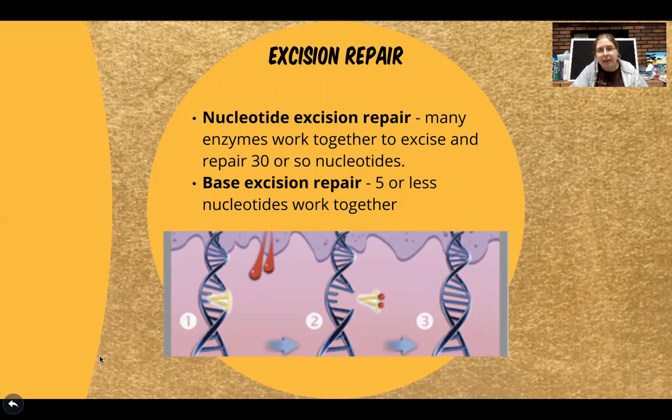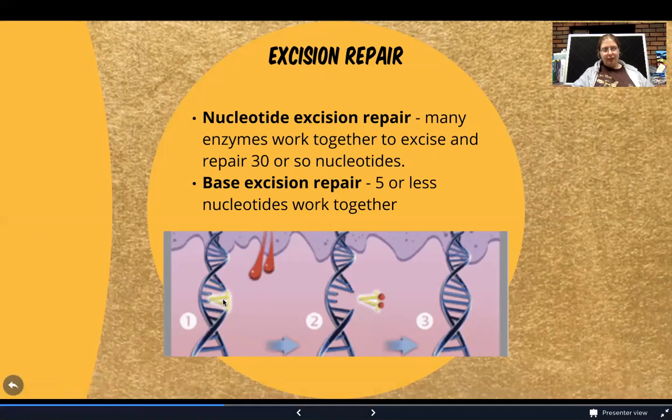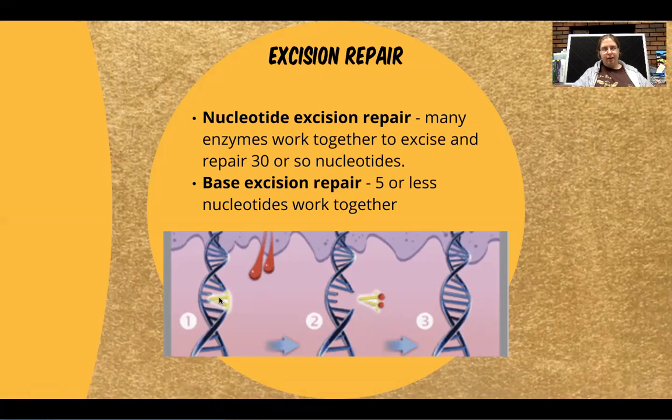Then we have base excision repair, which is when there's more than one, but just a few bases that need to be replaced. So 5 or fewer nucleotides. And again, the enzymes work together to try to repair that, kind of like down here. There's these 2 nucleotides that are not correct. The enzymes come in, cut them out, and then the correct bases will be put in.